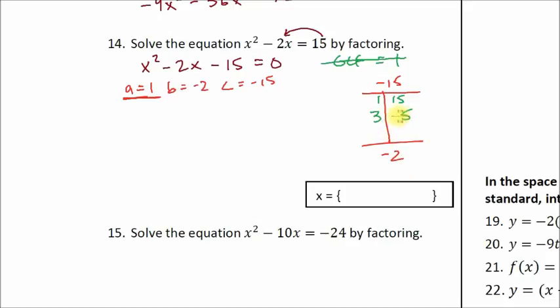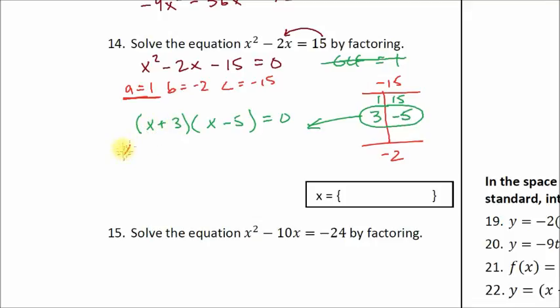No good. 3 minus 5 is negative 2. That's what we want. And because a equals 1, we can just write our final factored form, which is x plus 3 and x minus 5. Remember, we're trying to find the x-intercepts for our solutions. That means our equation is going to be equal to 0.